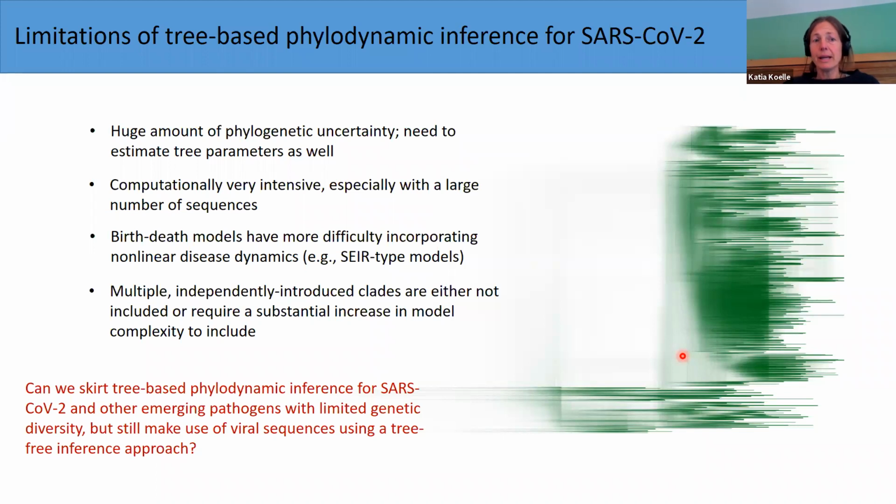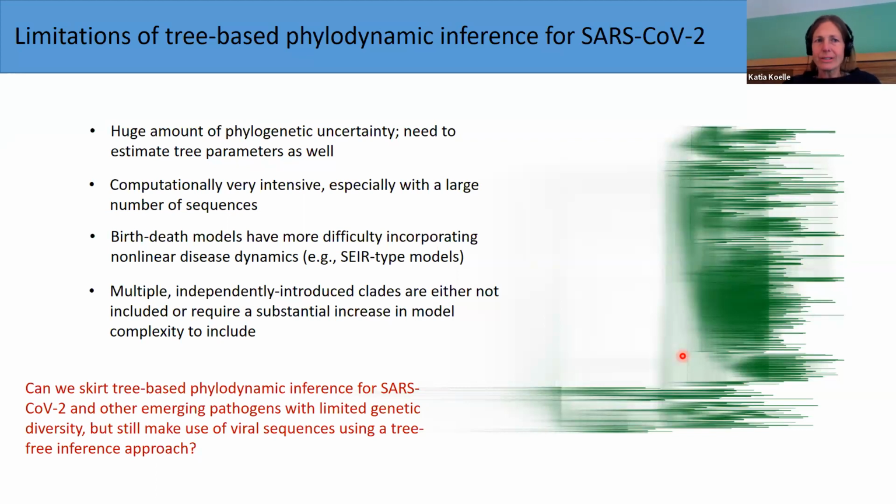This all makes it computationally very intensive, and scaling up to a much larger number of sequences becomes very difficult. Then with respect to birth-death models, they have somewhat more difficulty incorporating nonlinear disease dynamics, for example in SEIR type models. And in terms of the tree-based inference approaches, I haven't seen a very straightforward way to consider multiple independently introduced clades at the same time. So either the research that has been published has focused on a single clade, right? Or has tried to incorporate multiple clades, for example, by modeling an outside reservoir class, like I mentioned.